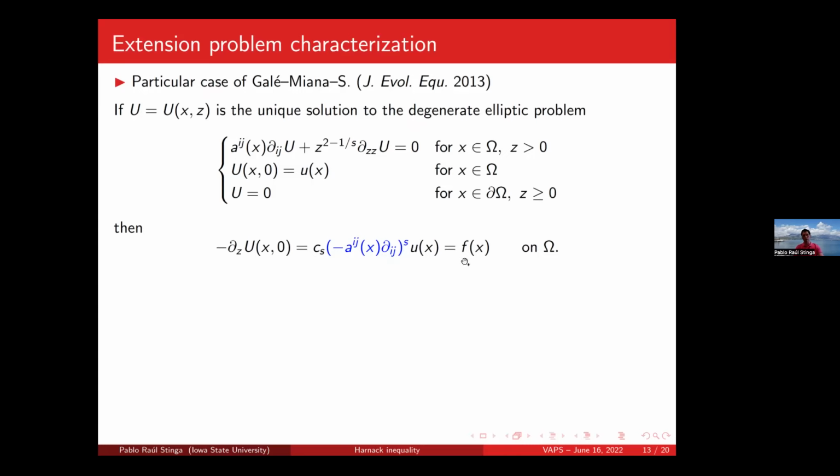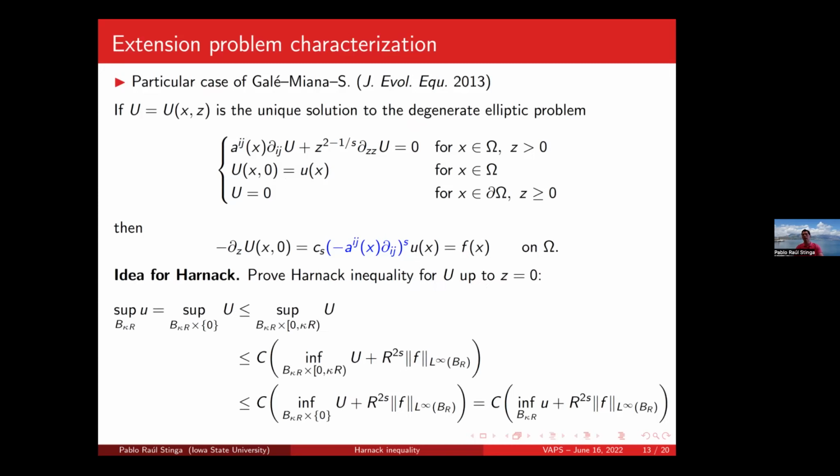So if you have a right-hand side F, essentially what you need to study is this equation with this boundary condition, 0 on the boundary, and with normal derivative prescribed F, right? And then you need to study what happens on the trace, because the trace will be the solution. So with this, we can prove Harnack, and the idea for Harnack is to prove Harnack for capital U up to Z equals 0. So say you look at the supremum of little u in the ball B kappa R, and then the capital U coincides with little u.